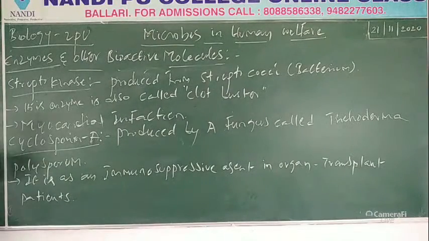To reduce those allergies in organ transplant patients, we use this cyclosporin A. Very, very important. What is the function of cyclosporin A? It is used as an immunosuppressive agent. Very, very important for competitive examination. It is used as an immunosuppressive agent in organ transplant patients. So generally cyclosporin A is produced by a fungus called Trichoderma polysporum.